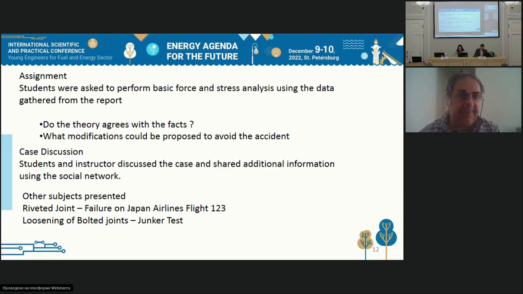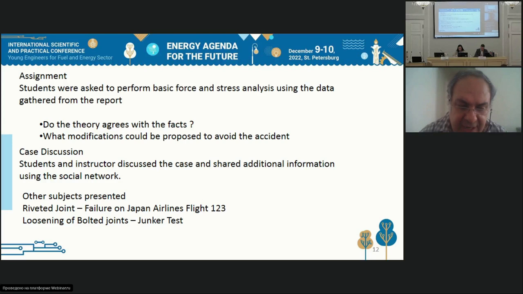Then we had the case discussion, and we shared additional information using the social network. So you could discuss the ideas and the facts behind the accident on social network. This was a very fruitful discussion. I brought in specialists from an airline, and it was very interesting to understand the maintenance procedures in today's airlines, and how they avoid the errors that happened in this accident. We also had other discussions, one on riveted joints, again a problem with an aircraft, on Japan Airlines flights.